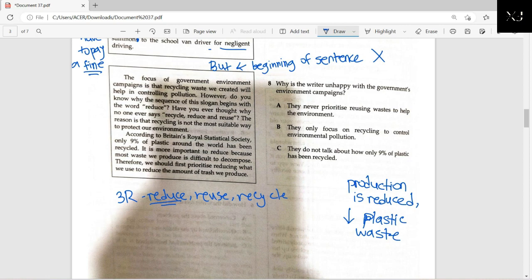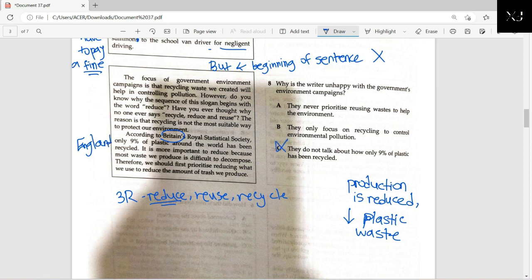All right, number 8, why is the writer unhappy? Unhappy means not happy with the government's environmental campaigns. A: They never prioritize reducing waste to help the environment. B: They only focus on recycling to control environmental pollution. C: They do not talk about how only 9% of plastic has been recycled. Okay, so they do talk about it, because you see, the Britain's Royal Statistical Society, so this is the British one, England's. So the government did mention there's only 9%, so C is not the answer.